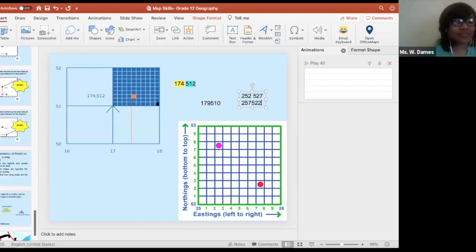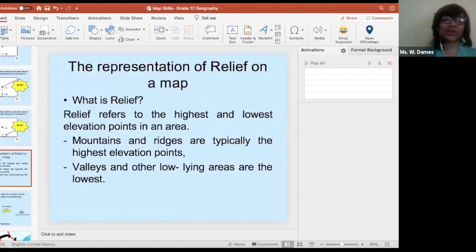So just to wrap up, I just want to quickly go over this with you. I want you to be able to identify height on a map. When we're talking about height on a map, we mentioned the word relief. And what is relief? Relief refers to the highest and the lowest elevation or points in a particular area. When you think about the highest of a particular area, you're going to think about things like mountains and ridges. Those would be your higher elevations.